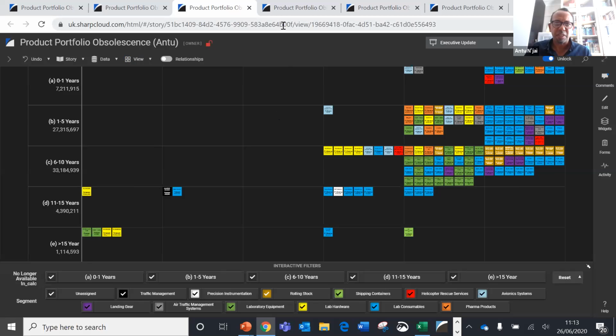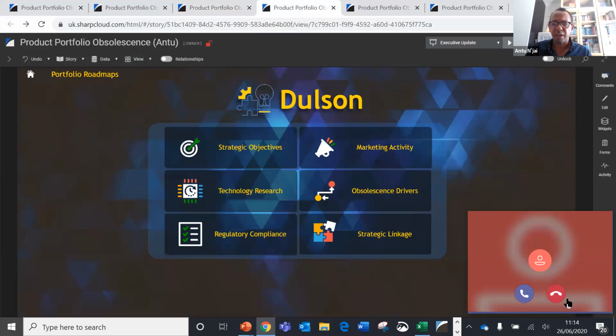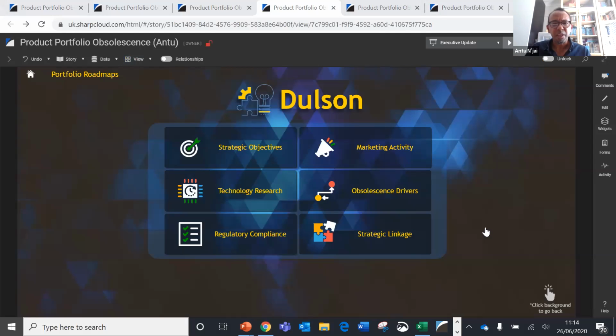So what happens next? Well, in the case of a lot of our customers, if they're successful, they will start to involve other parts of the business. And so in this case, I'm jumping forward a little bit, and Dulson, having seen that the product portfolio needs absolute sort of management and careful consideration, then started looking at everything from their strategy through to their marketing activity, through to technology and regulatory issues that they may need to consider as they transition their portfolio.